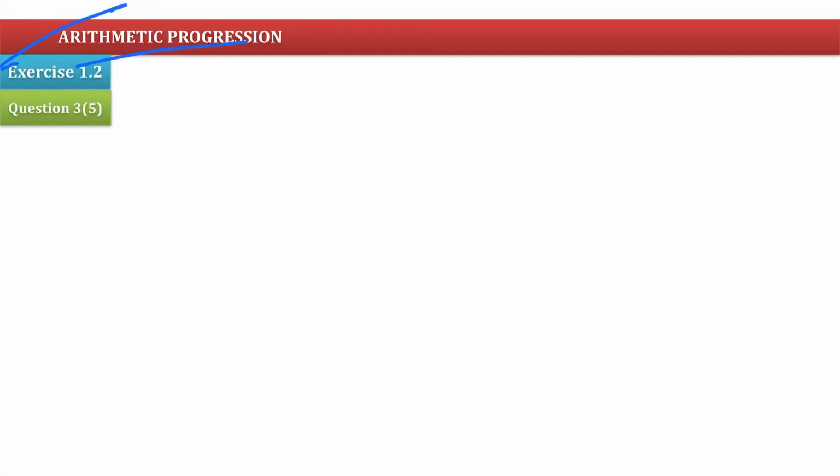Arithmetic progression, exercise 1.2, question number 3, part 5 we are doing. In the following APs, find the missing term. They have given the AP, and we have to find the missing term. First step, we have to write the given.